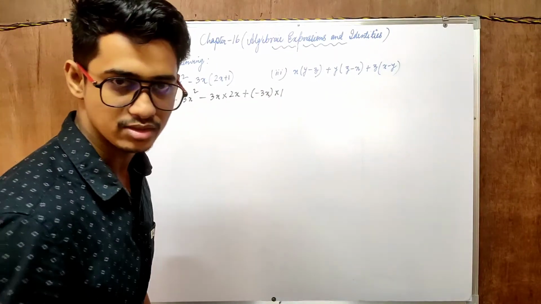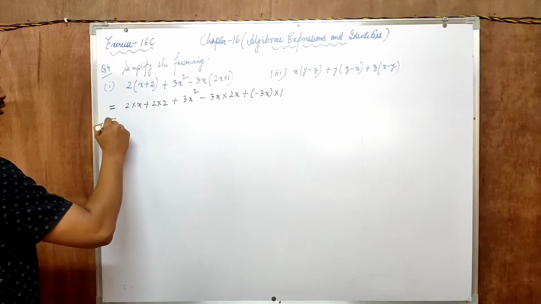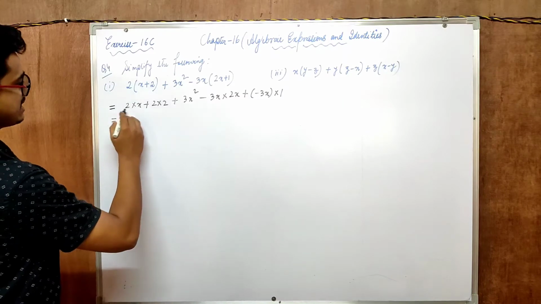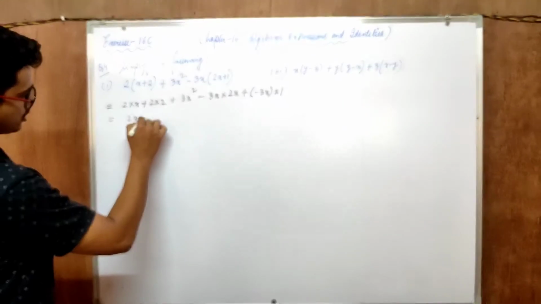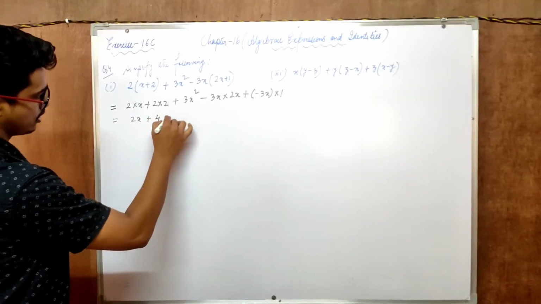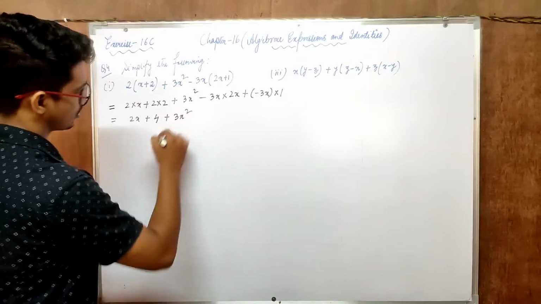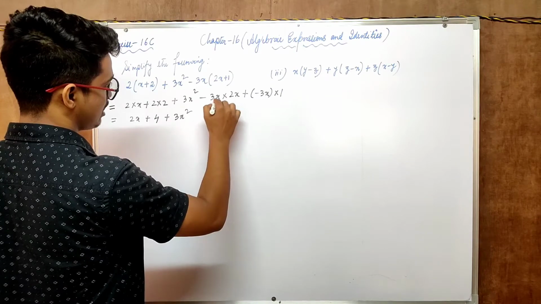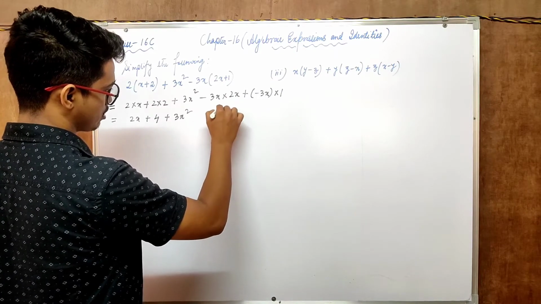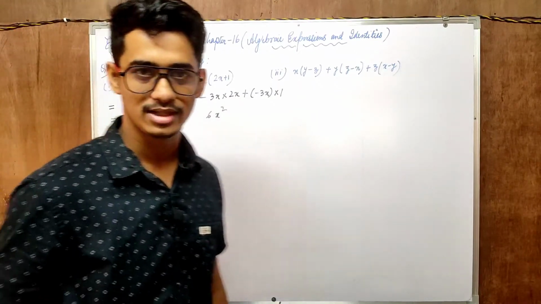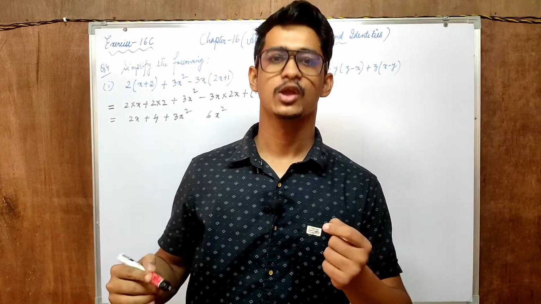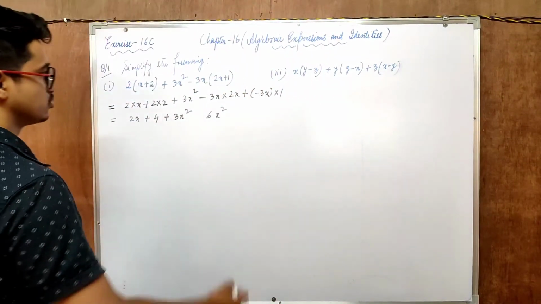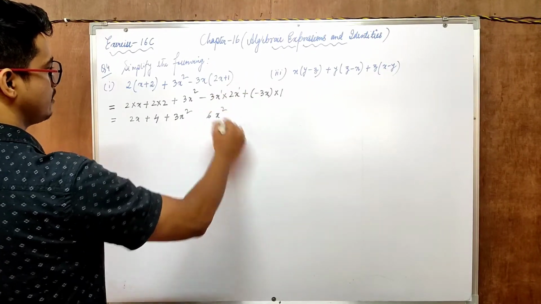And in the next step you will get what exactly I would like to say. So 2 into x is 2x, and 2 into 2 is 4. 3x square will stay 3x square. After that 3 into 2 is 6, and x into x is x square. How is x into x, x square? Because the power is 1 and 1, and we have to add these two. That is 1 and 1, it will become 2.